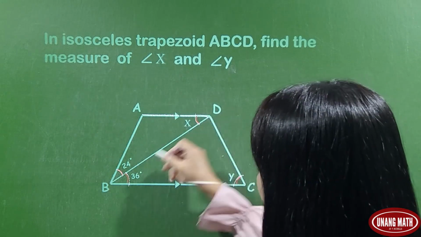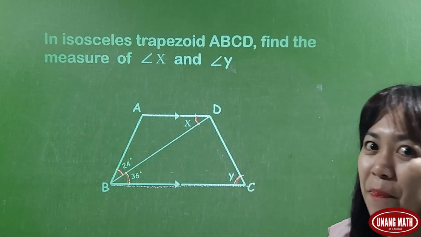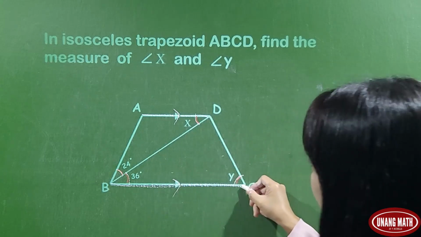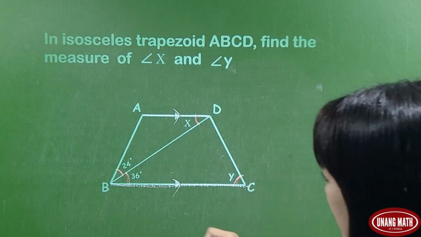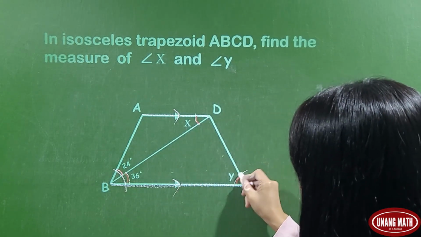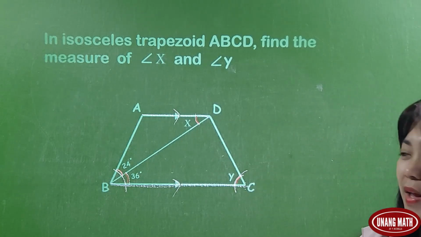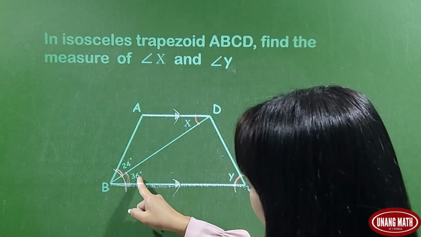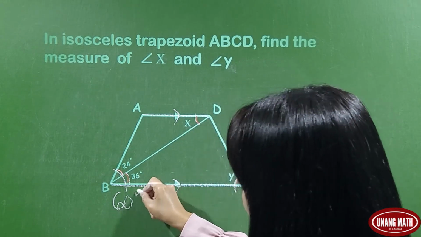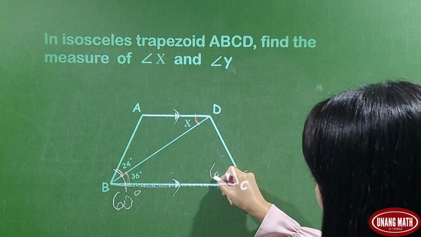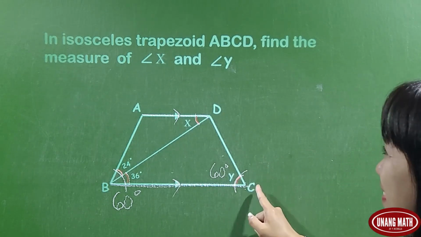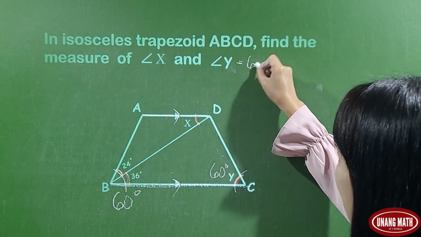Okay, these are the parallel sides. So this is the base of this isosceles trapezoid. So it means this angle and this angle are equal in measures. So 24 plus 36 would be equal to 60 degrees. So it means y is 60 degrees. Okay, so y is 60 degrees.